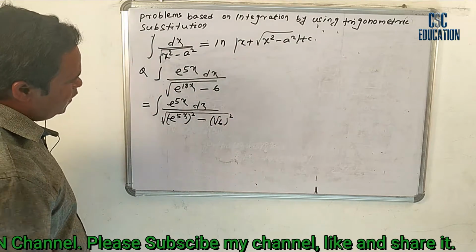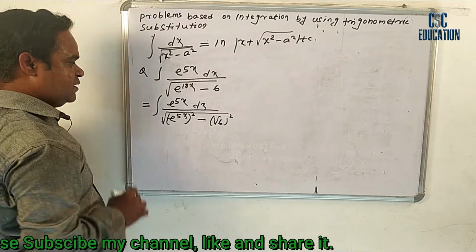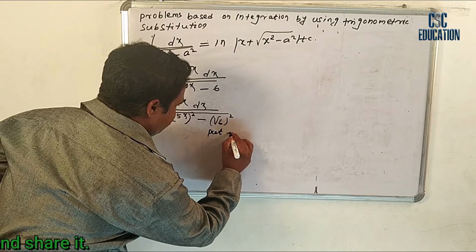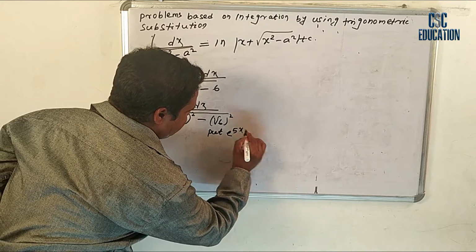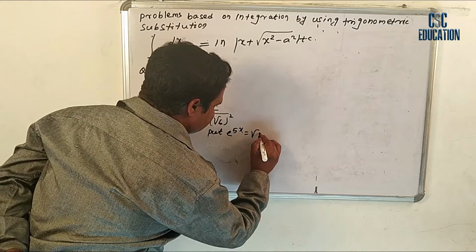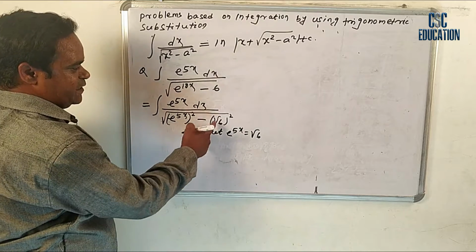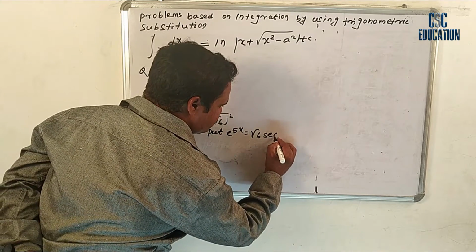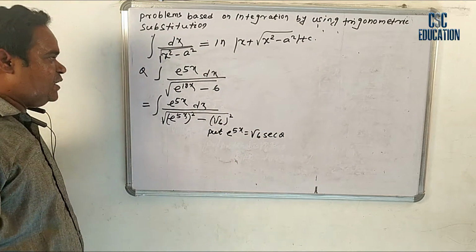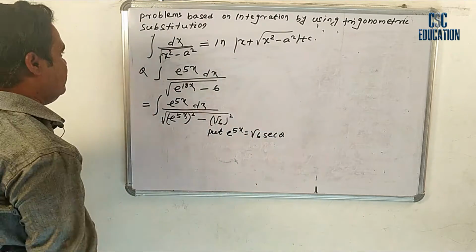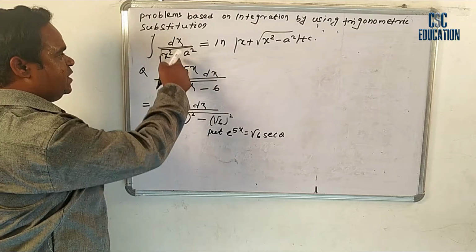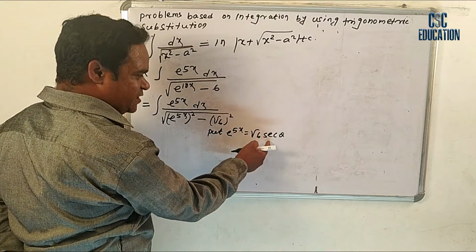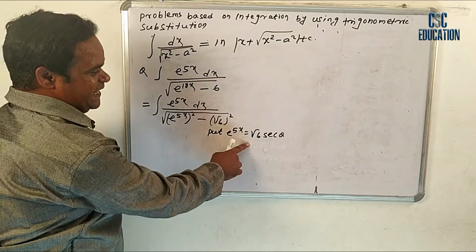Now we convert this factor. So put e^(5x) equals √6 sec θ, because a is a constant factor here, √6. In the previous problem the sign was plus, here it is minus. So in the previous question we put tan θ, but here sec θ.